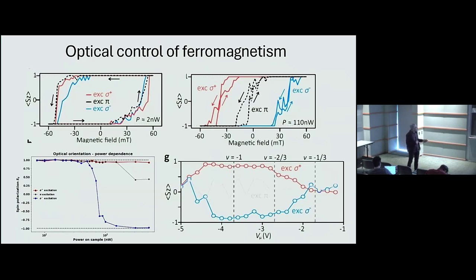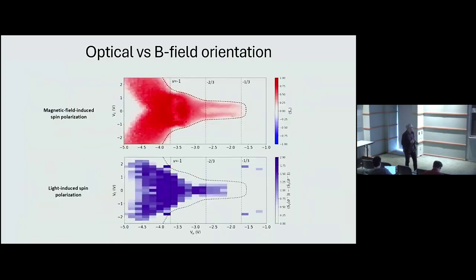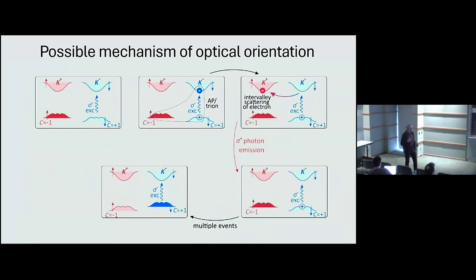And this is as a function of filling factor: the effect works wherever we see spin polarization. When magnetic field polarizes the system, then circularly polarized light also does it. This is a direct comparison. This is what I showed you before, using magnetic field scanning. This is going back to zero magnetic field. This is where you see ferromagnetism, and this is where you can see optical spin pumping. All right, so then the question is, what's happening?